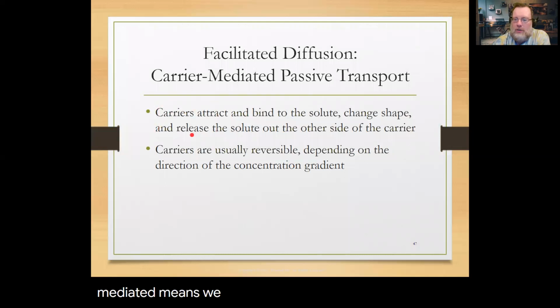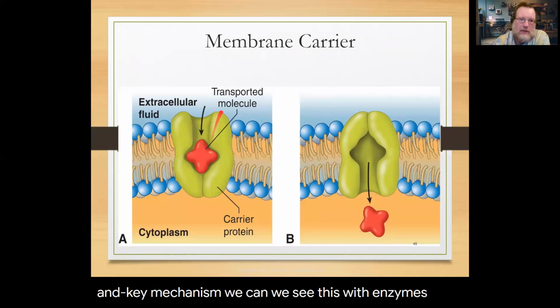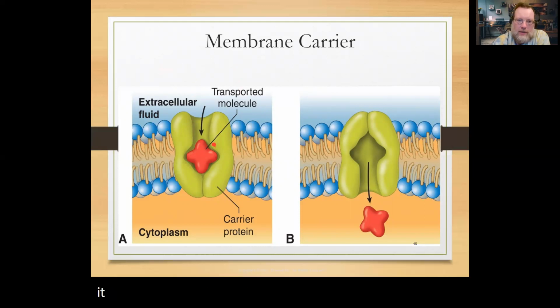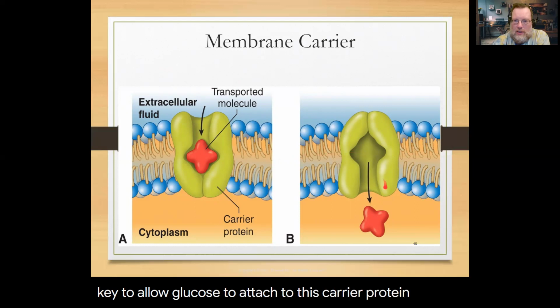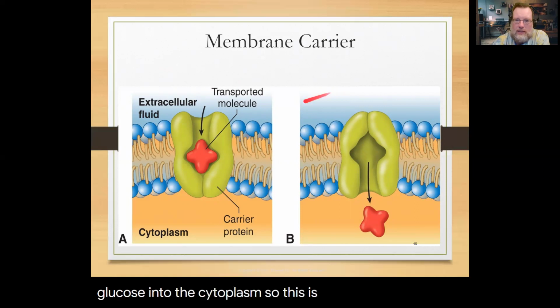Carrier-mediated means we need a special carrier. We see this oftentimes with glucose. So we may have a specialized integral membrane protein that has the shape. It's kind of like a lock and key mechanism. We see this with enzyme activity as well. But if we have a glucose molecule coming in, it needs to match up to the shape. And that's where insulin's kind of like the key to allow glucose to attach to this carrier protein. And then you can see the carrier protein will drop off the glucose into the cytoplasm. So this is outside the cell, and this is inside.